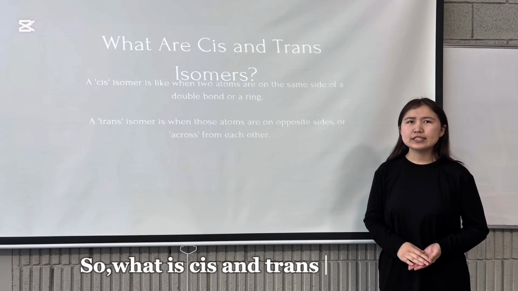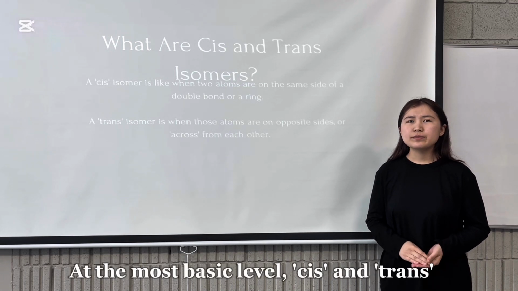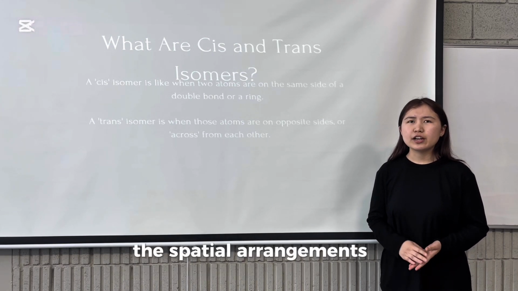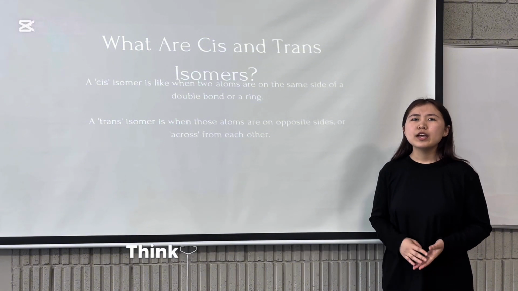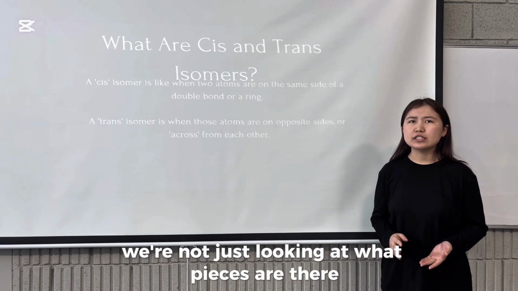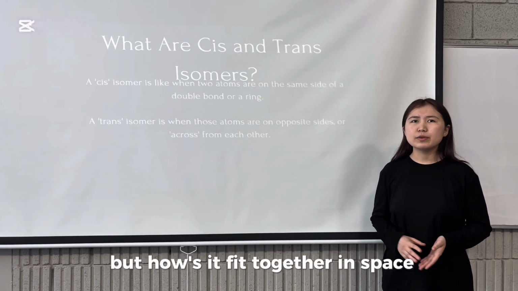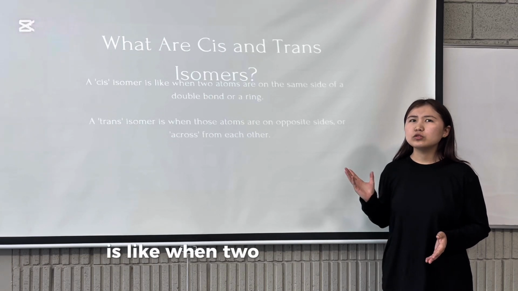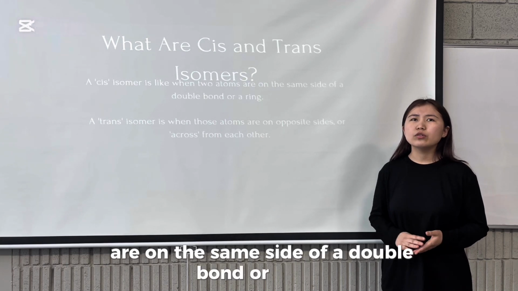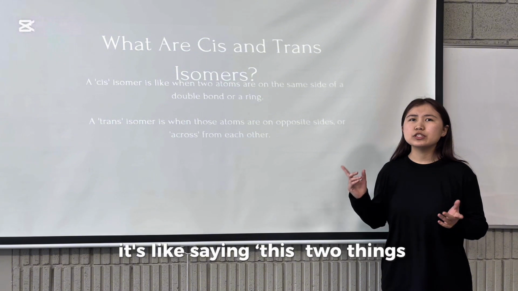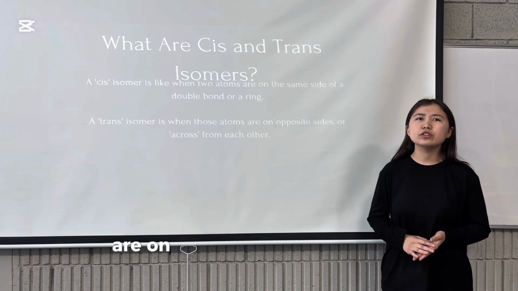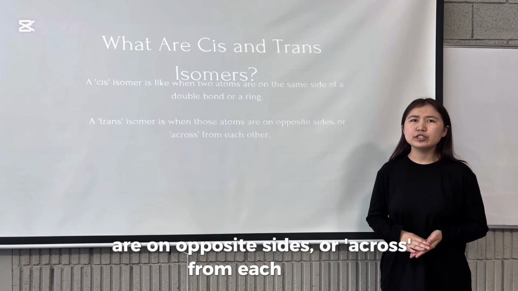So, what is a cis and a trans isomer? At the most basic level, cis and trans are labels that tell us about the spatial arrangements of atoms in a molecule. Think of it as a molecule's 3D puzzle. We are not just looking at what pieces are there, but how they fit together in space. A cis isomer is when two important pieces of the puzzle are on the same side of a double bond or a ring. It's like saying these two things are next to each other. A trans isomer is when those pieces are on opposite sides, or across from each other.